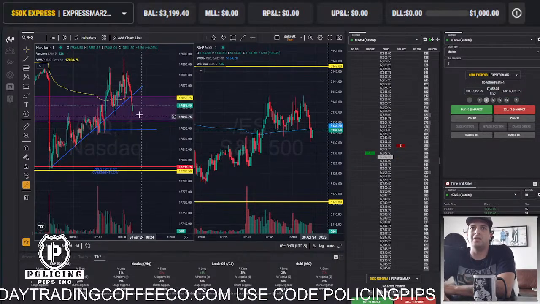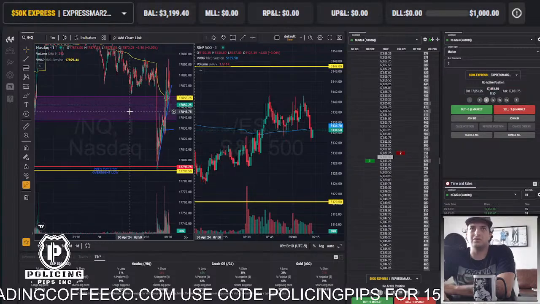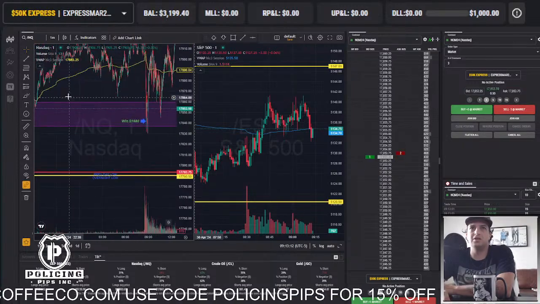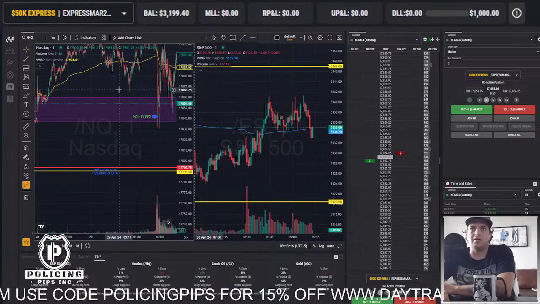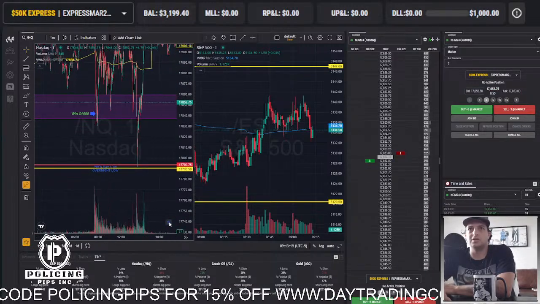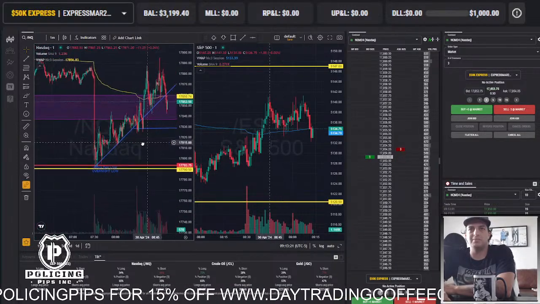This wick area now is acting as resistance as well. But that was yesterday's overnight low, I believe. That's the middle of the gap. Yeah, so the overnight low is right here, right where we're at right now. So 55. That was the top end of the gap, kind of technically.